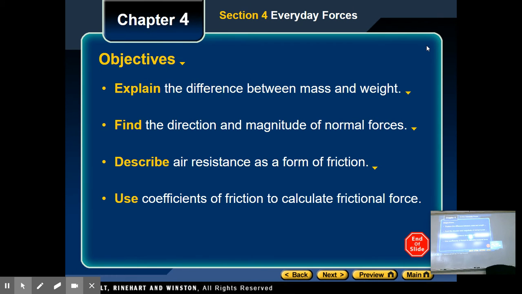In this section, we're going to explain the difference between mass and weight. I think you probably already know that. Find the direction and magnitude of normal forces. What is normal force? Force perpendicular to the surface the object is on. It also counteracts what other force? Gravity, typically. We're going to describe air resistance as a form of friction. That's at the very end of tomorrow. And use coefficients of friction to calculate frictional force. So we're going to be doing that last bullet point today as well as tomorrow.